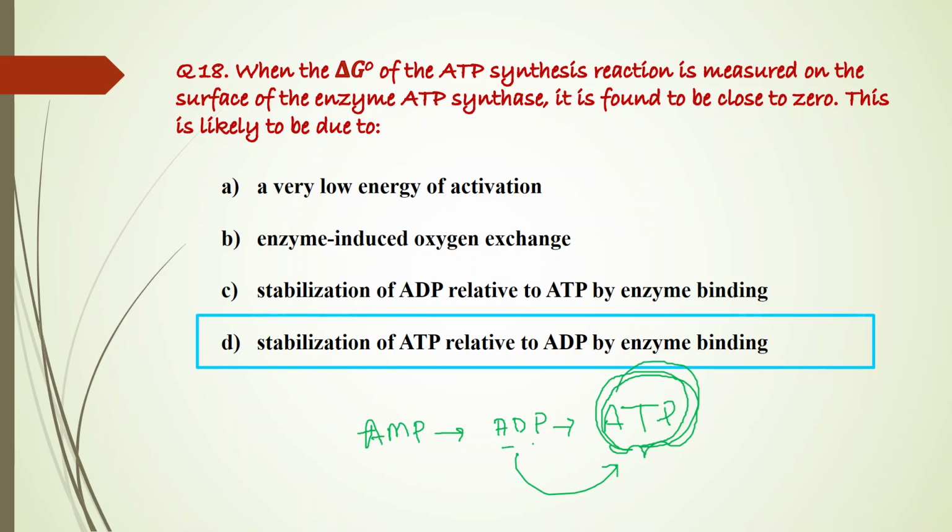If the ADP binding is very much favorable, then the next step obviously will not happen. That is very obvious. If ADP binding to the enzyme is very much favorable, it will not try to convert it to ATP. But because ATP is heavily stabilized by the enzyme binding, we get this conversion from ADP to ATP, thereby resulting in our desired molecule. So the correct option for question number 18 should have been option number D.